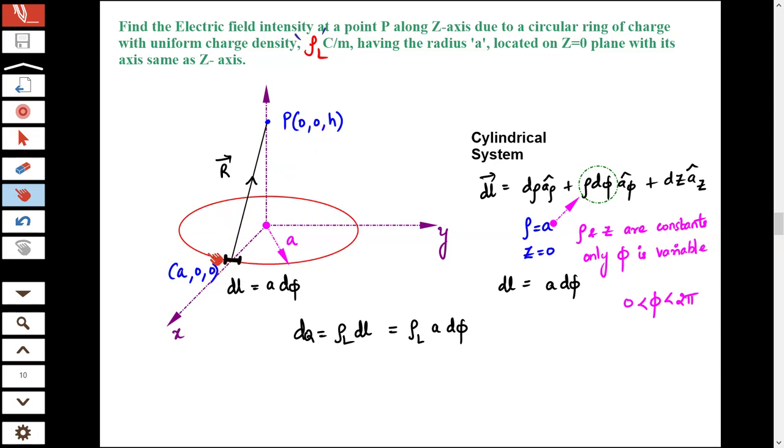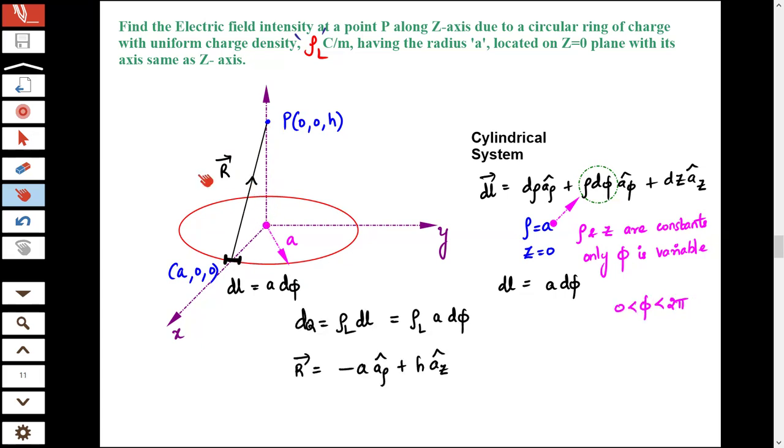This angle is the same as the angle of point P, because when we look at the point P from any point along the circular ring, it has symmetry about the axis. That is, when we go around with the same radius and at the same height with different angles, the point P appears to be the same or symmetric. Thereby, the resultant vector r, or the displacement, will have only radial component and z component. Phi component will not be there. We can write the vector r as minus A in rho direction plus h in z direction.